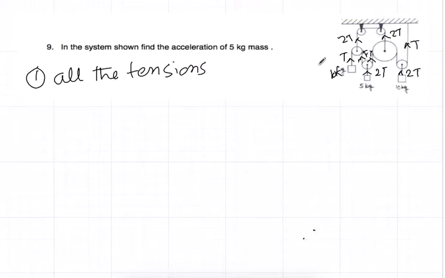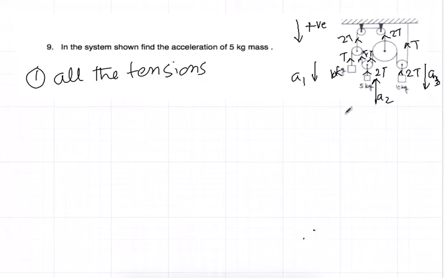Let's assume that this body is going down with acceleration a1, this body is going up with acceleration a2, and this body is going down with acceleration a3. This is just an assumption. I may be right, may not be right. You can assume any directions for the accelerations, but if the acceleration is in the opposite direction, you will get a negative answer. Don't bother about that. I am assuming the downward direction to be positive.